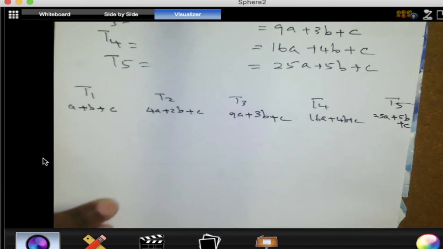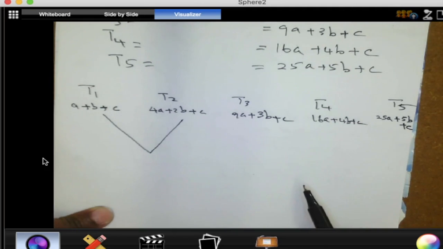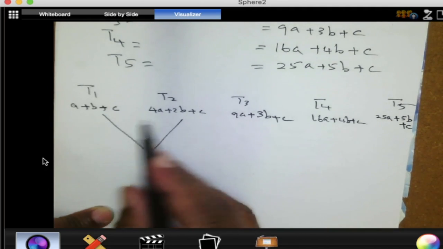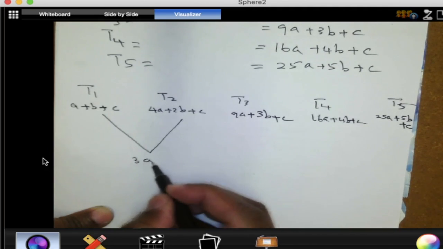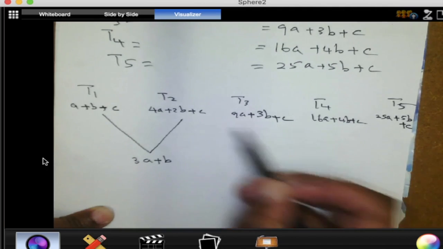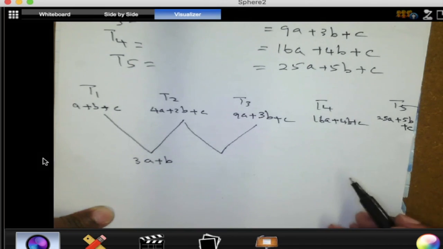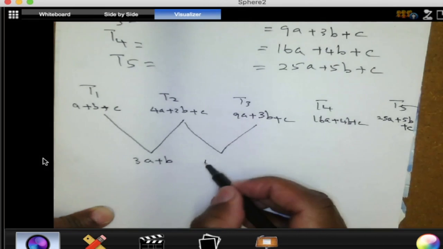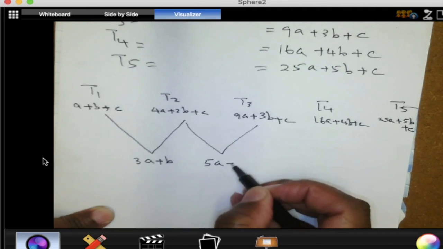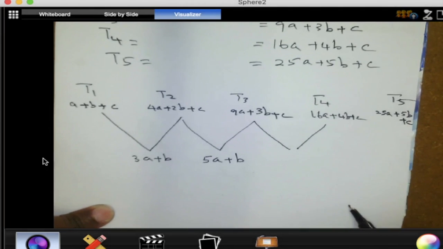Okay. So these are our terms. Now let's look for the differences. What is T2 minus T1 equal to? T2 minus T1 will give us 3a plus b. Do you see that? All right. What is T3 subtract T2? 5a plus b. And what is T4 minus T3?